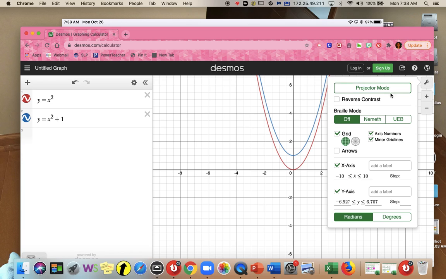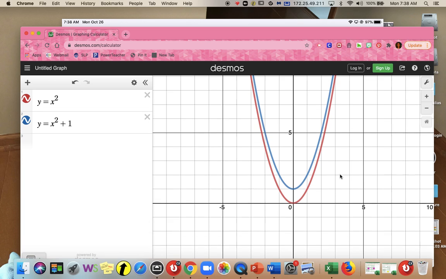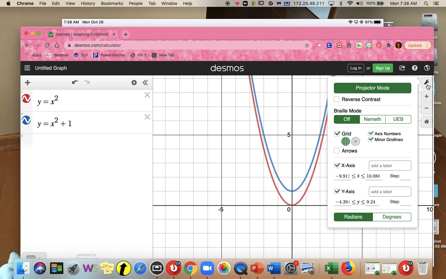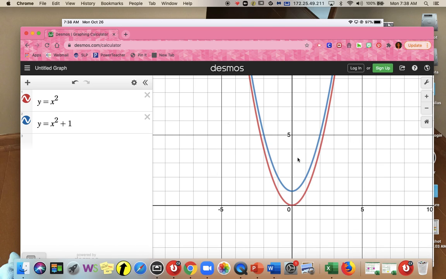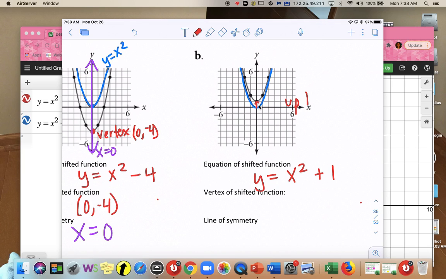I should use my projector mode. Give me a minute. Okay, so we can see, again, to get projector mode, I just hit the wrench, projector mode, because it's darker, easier to see. And we can see that, yes, our red function was the parent function x squared. And yes, if we add 1, it does shift it up 1, just like our picture here.